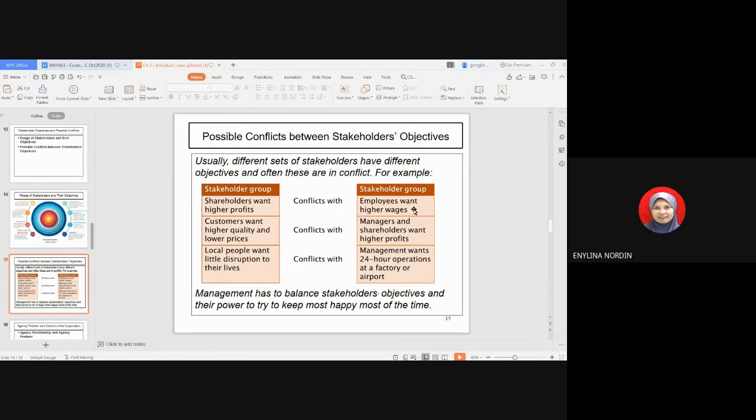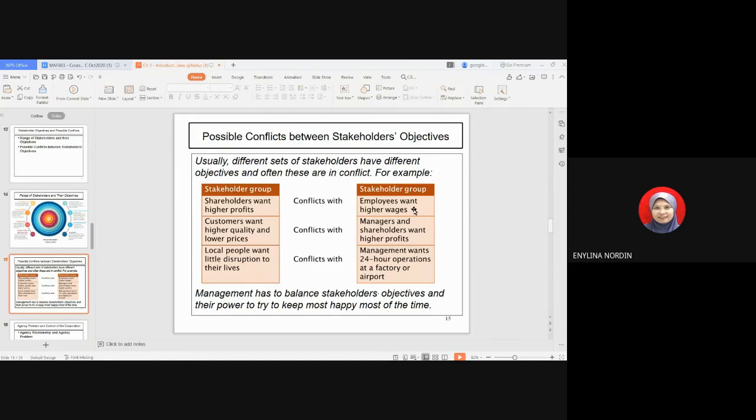If you're talking about customers, like I mentioned earlier, the customers' objective is to what? To buy a higher quality product or services but at a lower price. But managers and shareholders want higher profit. How? By selling the goods or services at a higher price so that they can get more income, right? So there is the conflict.